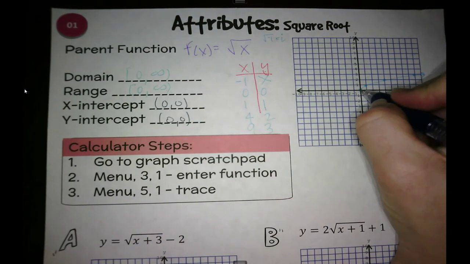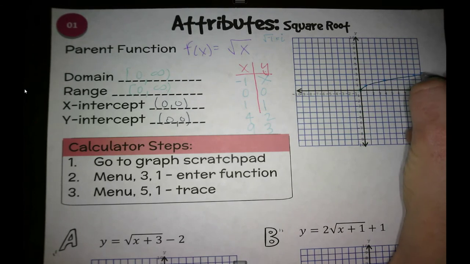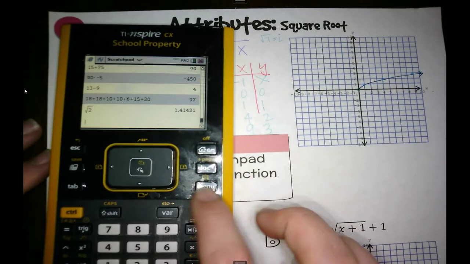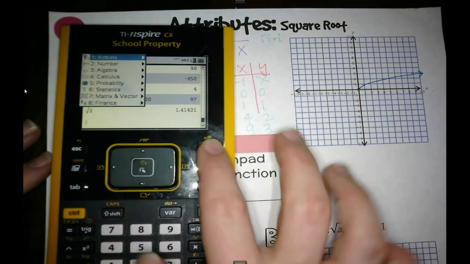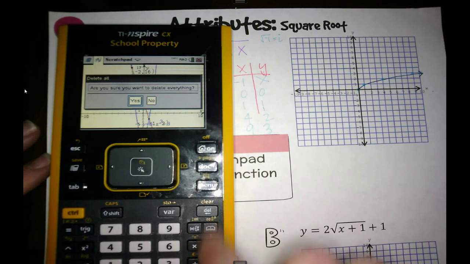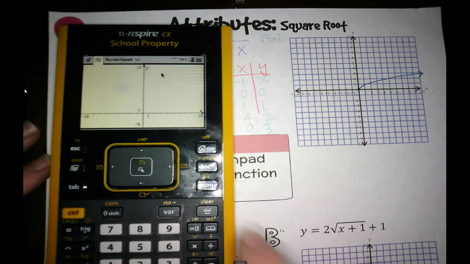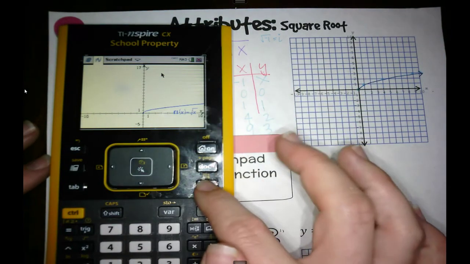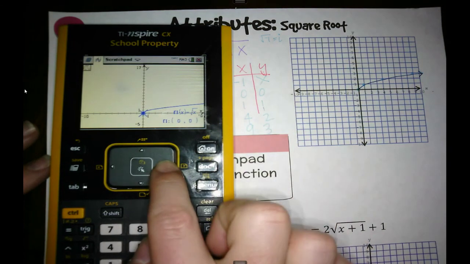Let me go ahead and do this a little darker. The square root of x. So this tells you how to put it into the calculator. Remember, we're going to home, graph. Let's delete all that out of there. Menu 3, 1, and we type in square root of x. And that shows you the function. And if we want to see where it crosses the axis, we can do menu 5, 1 and trace it.